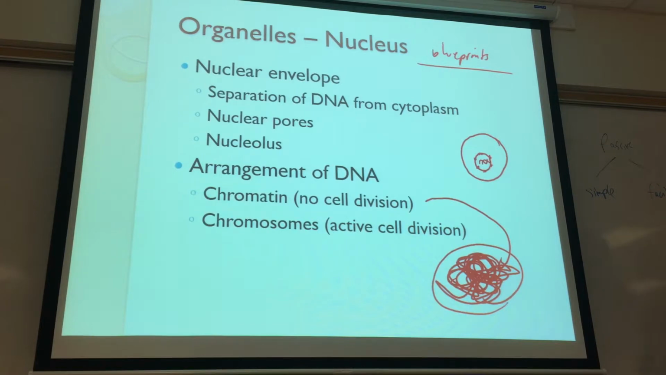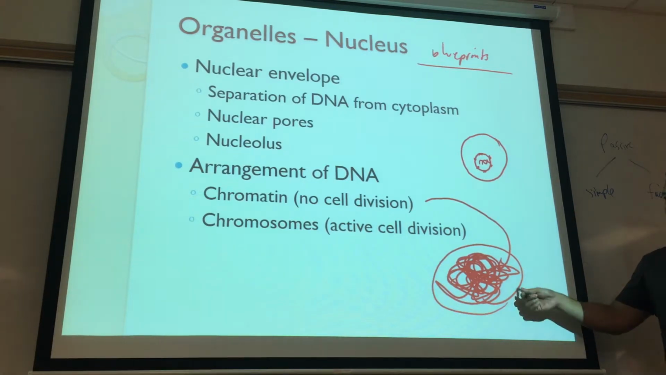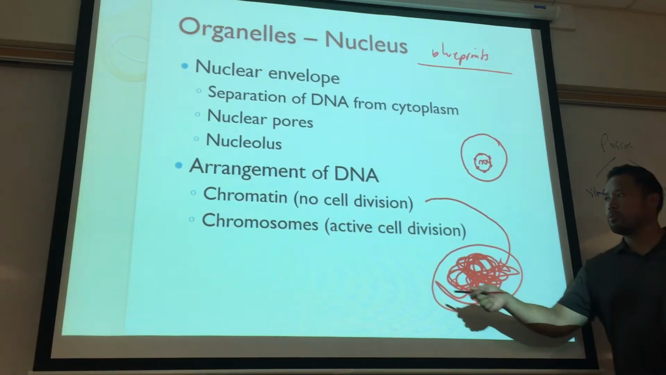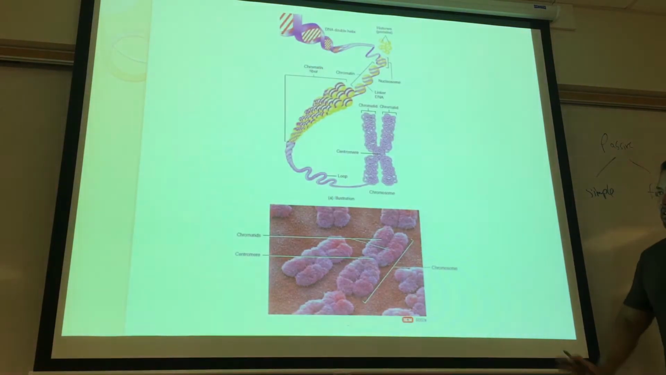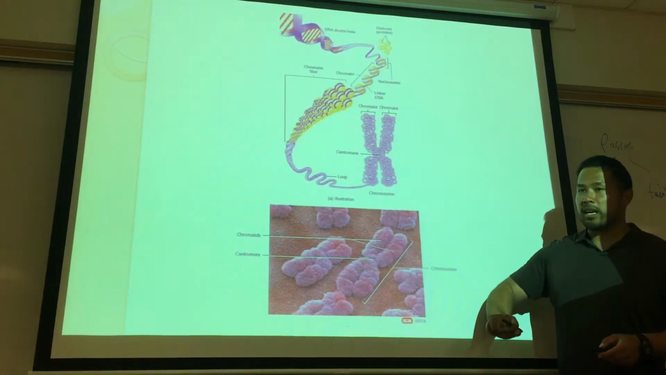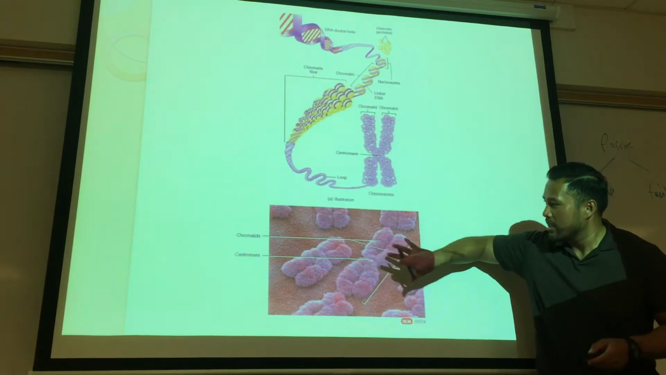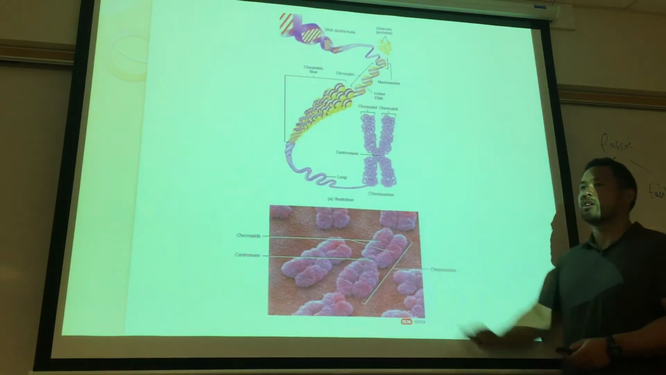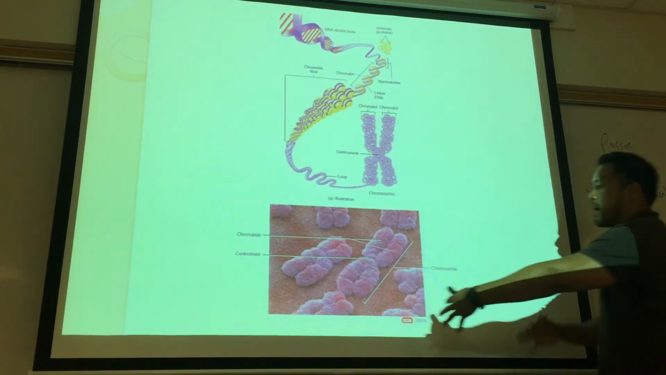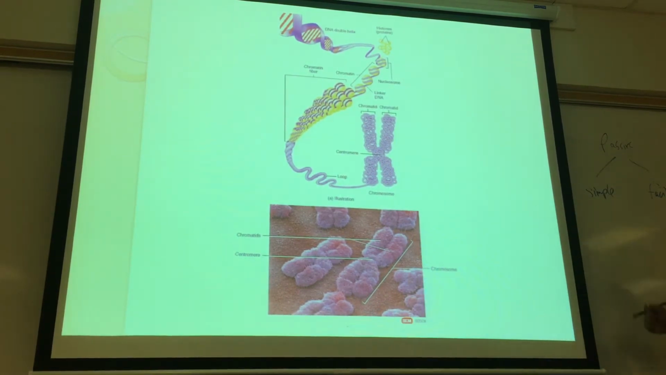And when a cell starts to prepare for cellular division, meaning that cell starts to separate, it has to organize that chromatin into chromosomes. So the organized DNA that you've seen before are chromosomes. And this is the process by which you get cells to divide and to organize and divide accordingly.